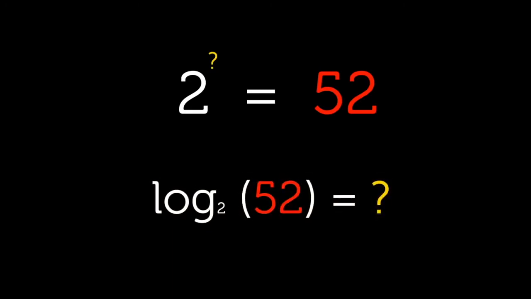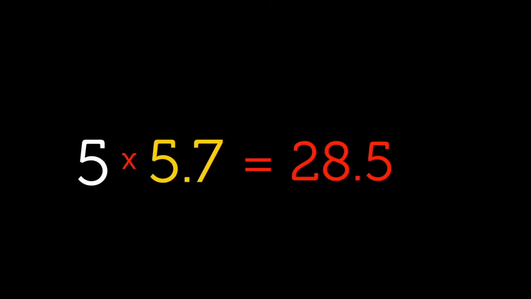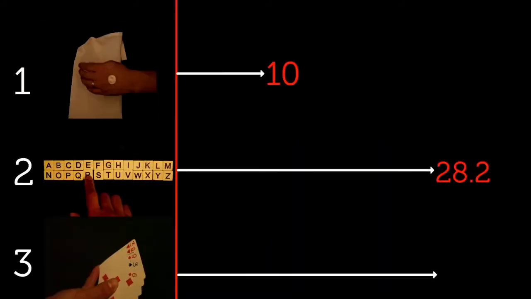Log base 2 of 52 is approximately 5.7, since 2 to the power of 5.7 is approximately 52. So the minimum number of questions on average is 5.7 per card. A poker hand contains 5 cards, so to transmit a poker hand requires 28.5 questions on average. We are done. We now have our unit.